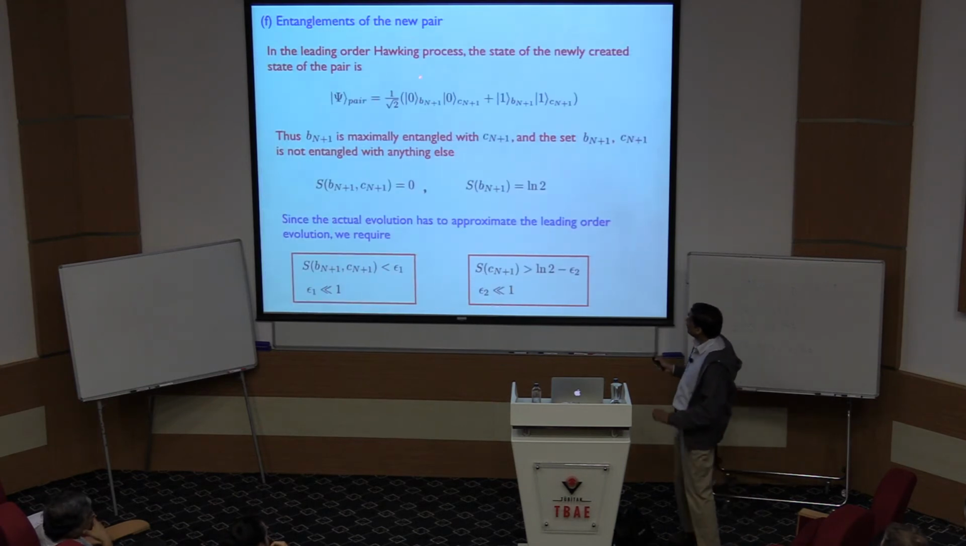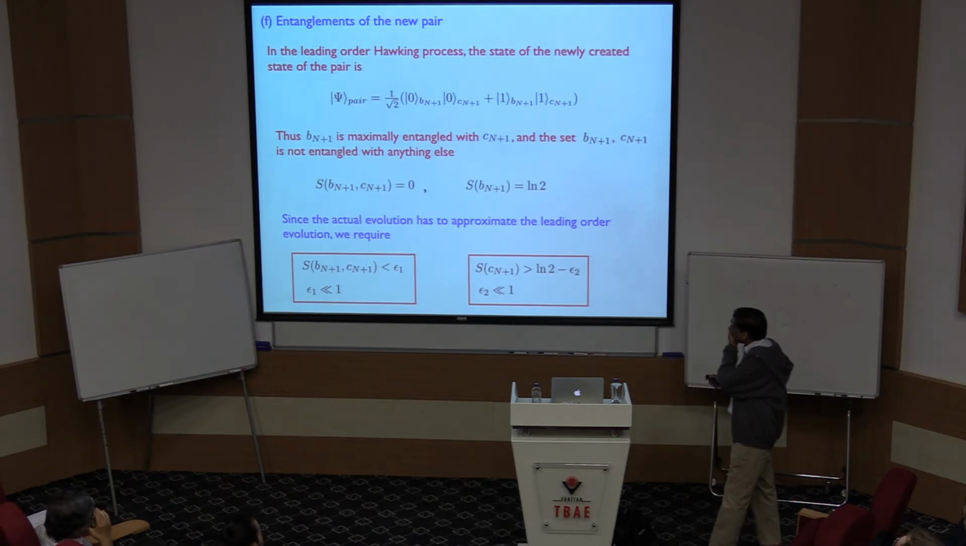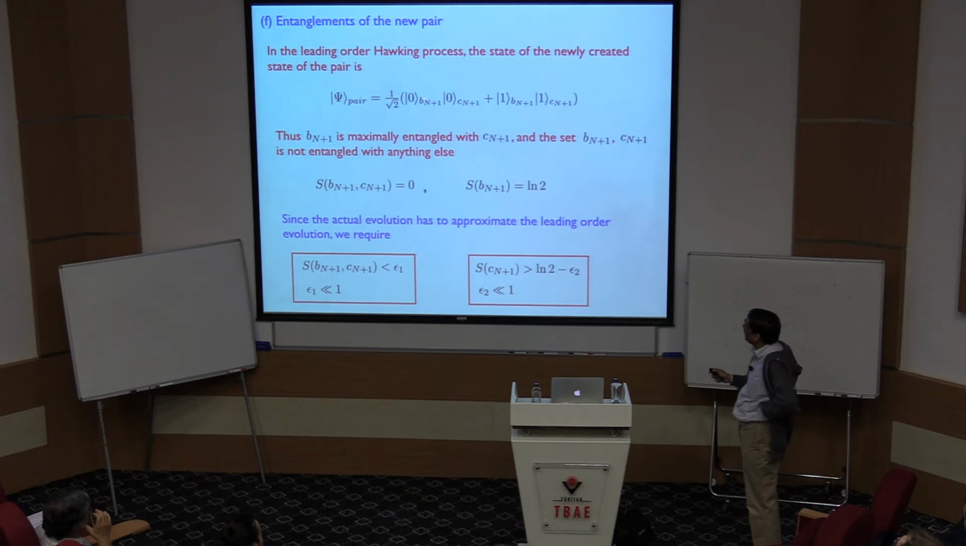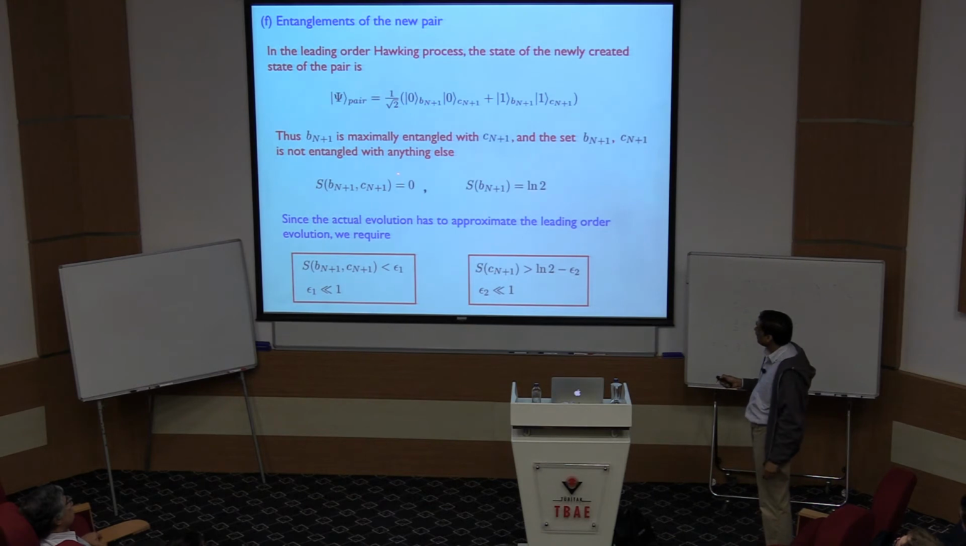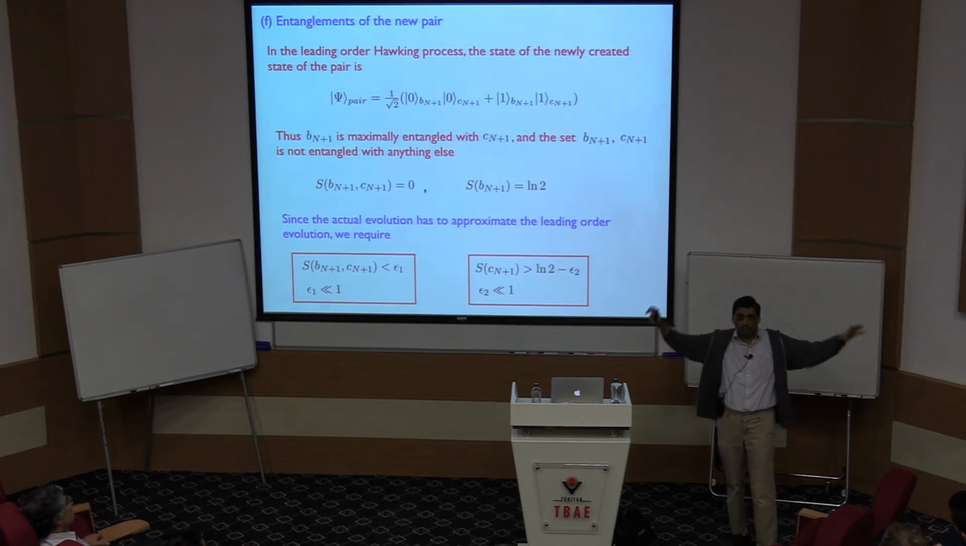Okay. Now let's talk about the pair which we have created. The pair itself is in the state 0 of Bn plus 1, 0 of Cn plus 1, plus 1 of Bn plus 1, 1 of Cn plus 1. This is the leading order Hawking pair, so there I just wrote the leading order answer. Let's talk about this guy's entanglements. You can see this guy Bn plus 1 is entangled with Cn plus 1. Right? Because if that is 0, it is 0, if that is 1, it is 1. Okay, just like a singlet. So what's the entanglement of the whole pair with anything else? It is 0, because the whole thing forms a state, but doesn't depend on anybody else. Right? So if you take B and C together, it's not entangled with anybody.